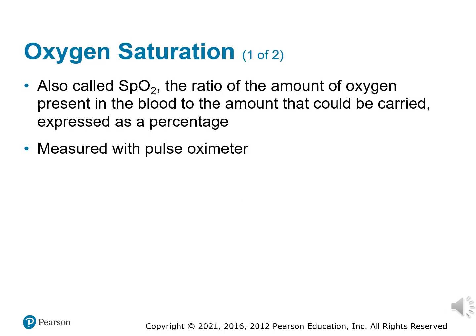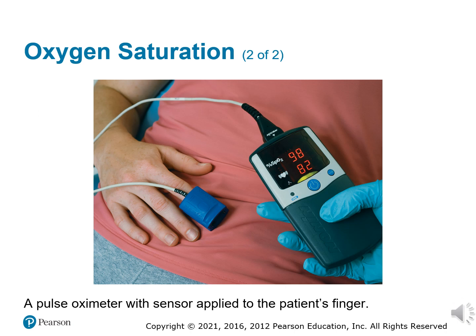All right, first we're going to talk about oxygen saturation. It's also called SpO2. It is the ratio of the amount of oxygen present in the blood to the amount that could be carried, expressed as a percentage. It's measured with a pulse oximeter. Here is what a pulse oximeter with a sensor applied to the patient's finger looks like.